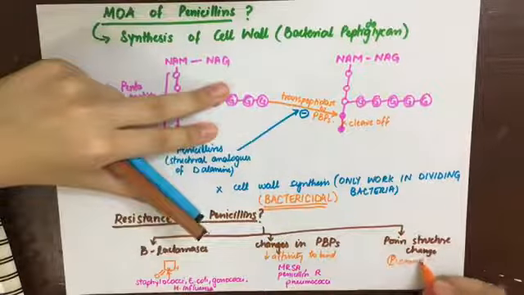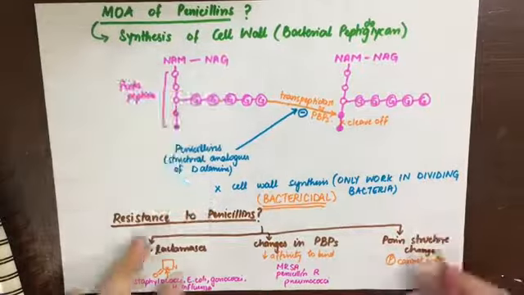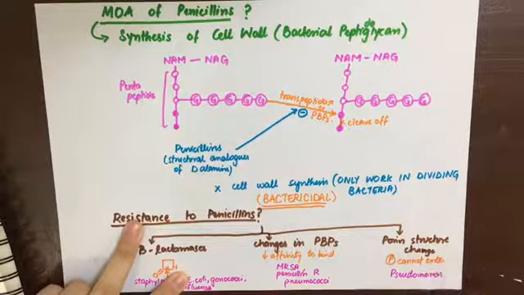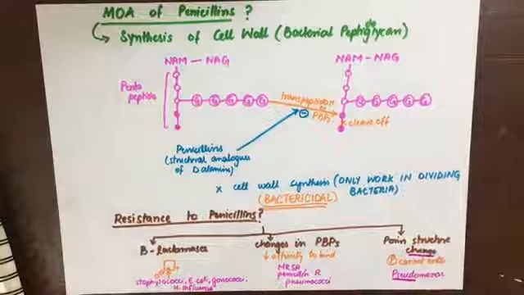The third mechanism of penicillin resistance is actually a change in the porin structure. So these bacteria will change the size or the shape of their porins, and thus the penicillin cannot enter the bacterial cell. This type of resistance is mainly followed by Pseudomonas, which is actually an aerobic gram-negative rod.